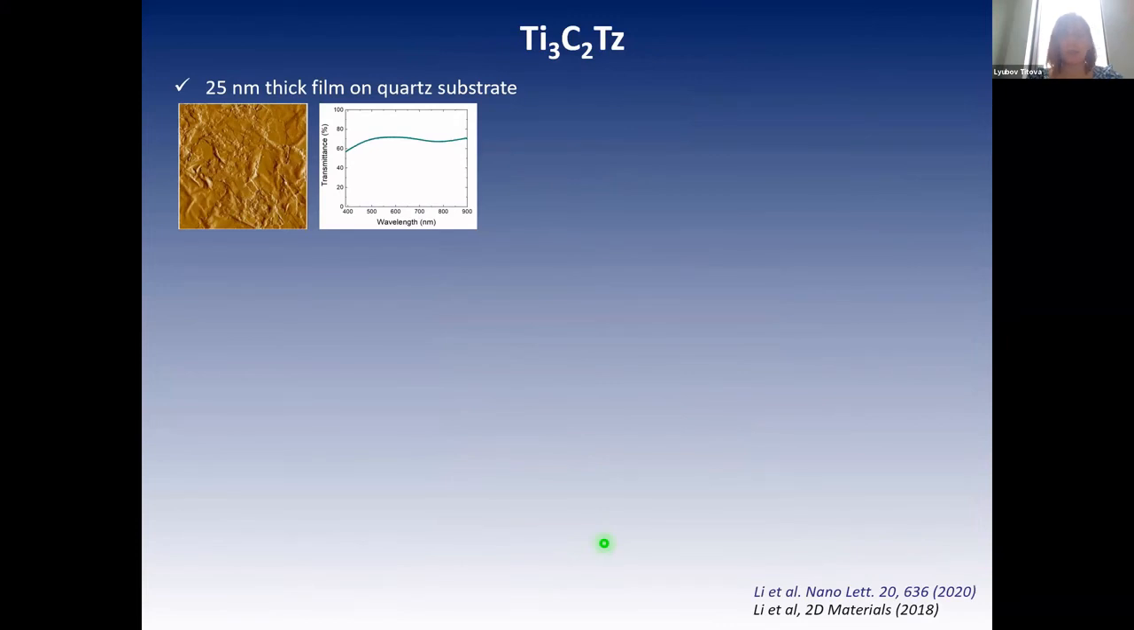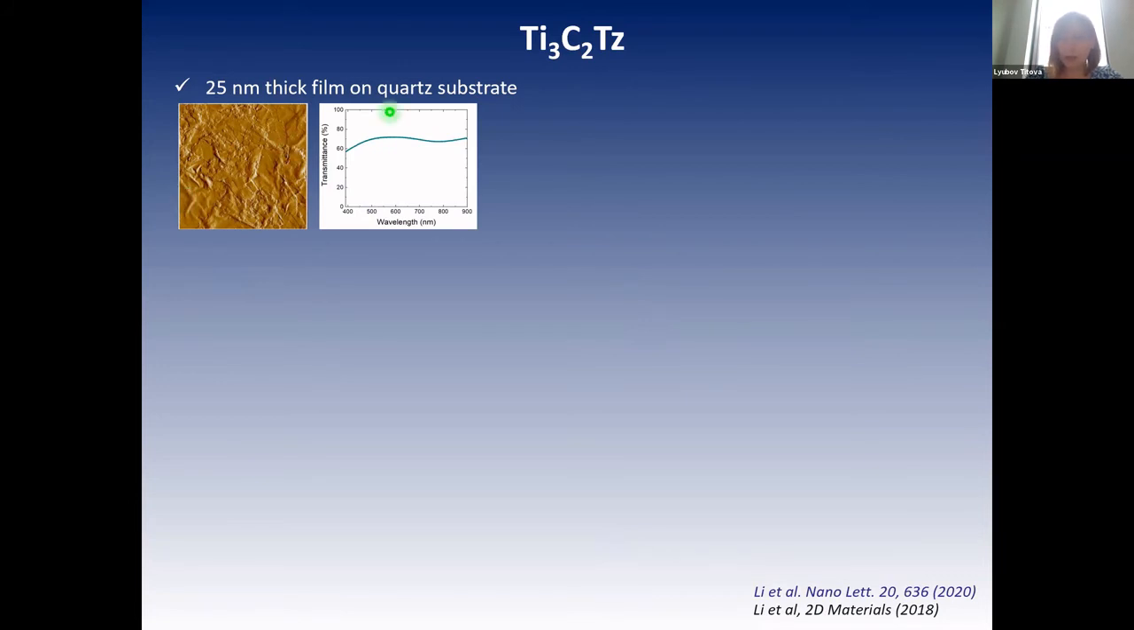So the first material we've looked at was titanium carbide. This work was done in collaboration with the group of Vadim Mochalin at Missouri Science and Technology. For this work, their 25 nanometer thick film was prepared by dip coating on a quartz substrate. This is a representative 2x2 micron AFM image, and it shows that this film is continuous and consists of overlapping nanoflakes of about submicron lateral dimensions.